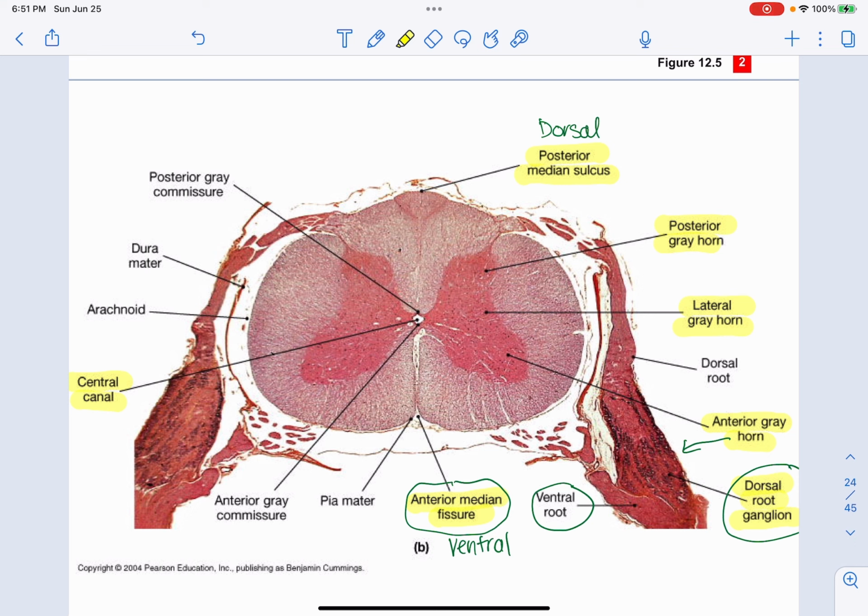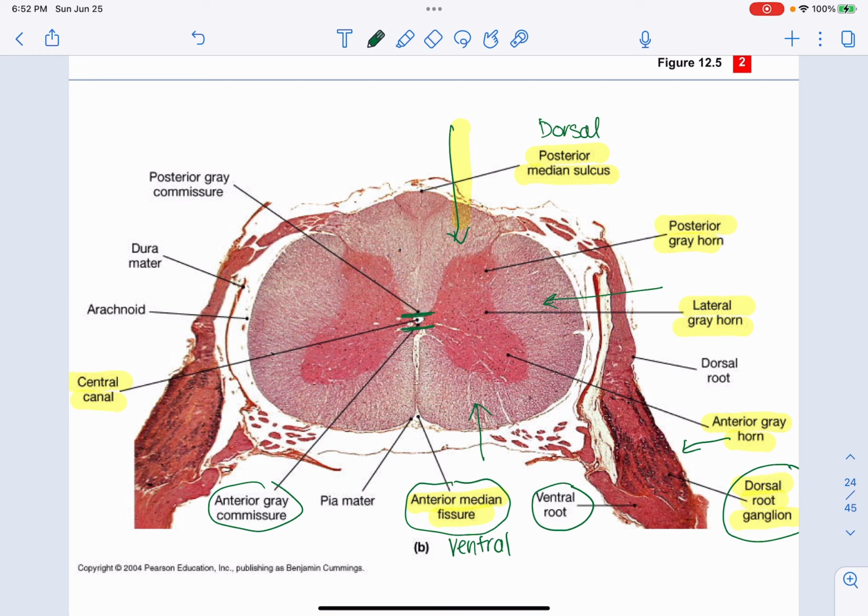And then, although it's not listed on here, we can also organize the white matter. The white matter was organized by columns. So you could point here, and this would be the posterior white column. This would be the lateral white column, and this would be the anterior white column. You can also notice the gray commissure that's going to run here. This would be the anterior gray commissure.